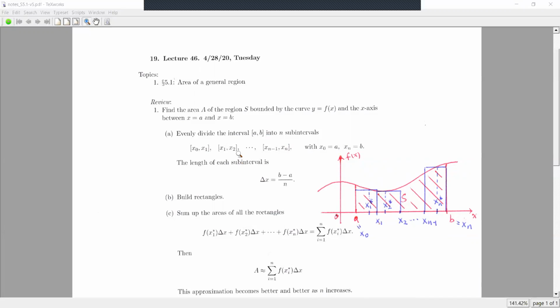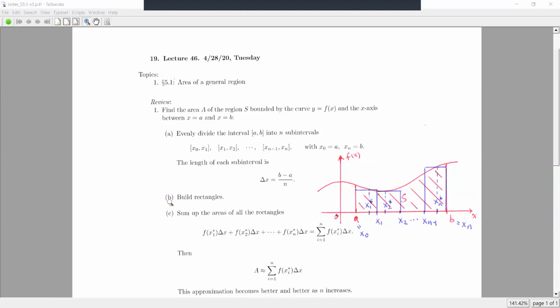The length of each subinterval usually is denoted by delta x. Delta x is computable. From A to B, the length is B minus A. Now B minus A is cut into n parts, so each part has length B minus A divided by n. This is the length of each subinterval. Now we have n subintervals. Over each subinterval, build one rectangle.